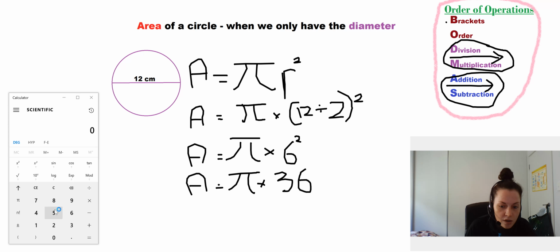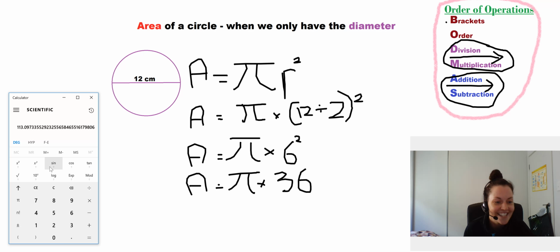Okay, so pi times 36 equals 113.097335529, hence the reason why we always use two decimal points. So if I'm looking at 2 decimal points, I'm looking at my third number here, which is 7. Now because that's 5 or higher, I have to round these numbers up here. Now it's 0.09, so if I'm rounding it up, it's going to change to 0.10.